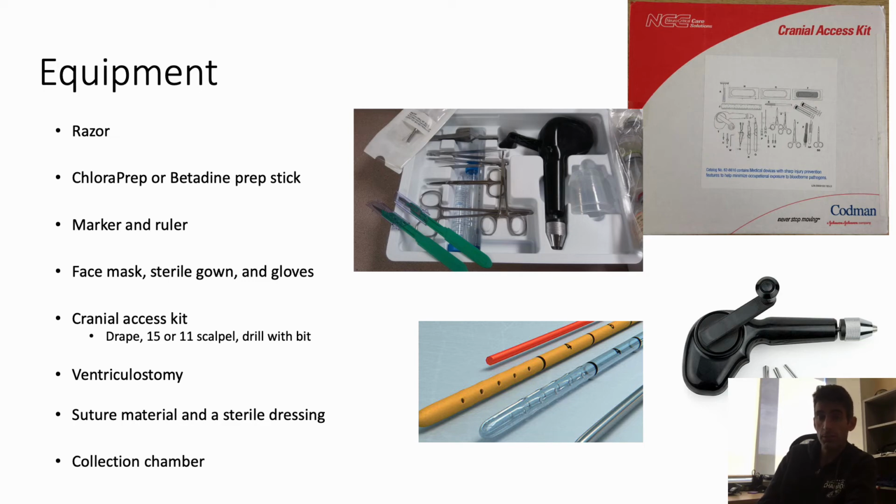It's a sterile procedure. You need a cranial access kit, which basically has almost everything you need, including the drill and the scalpel. The drill is called a twist drill. You connect the drill bit to the drill and then use just a drilling motion to make a hole in the skull. The ventriculostomy itself, and then you want to secure it to the head with sutures or staples and a sterile dressing. And then once everything's done, then you hook it up to the collection chamber.